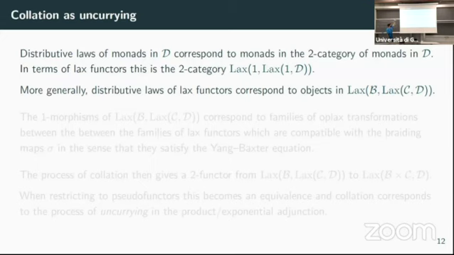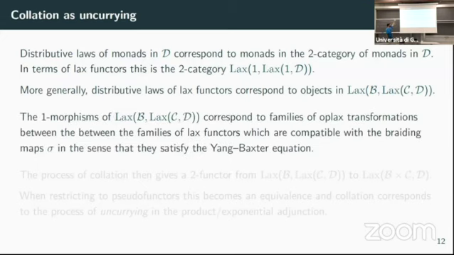And now these are the objects. So the objects are the distributive laws. And now we might ask, what are the morphisms in this category? What do they correspond to? So if the objects correspond to families of lax functors, the morphisms are going to correspond to families of op-lax transformations between these. And they will need to satisfy a certain compatibility condition. And that compatibility condition essentially is the Yang-Baxter equation.